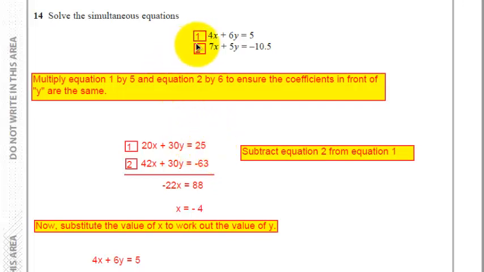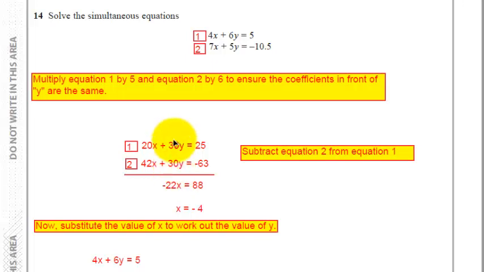And I'm going to multiply the second equation here by 6. So instead of 7x + 5y = -10.5, I've times it all by 6 to get 42x + 30y = -63. The reason why I chose those two numbers was to get 30 in front of the y in both equations. Now 5 and 6 weren't the only things I could have multiplied these equations by to get the same number in front of the x or y, but you have to choose some way of doing it, and that's what I decided.